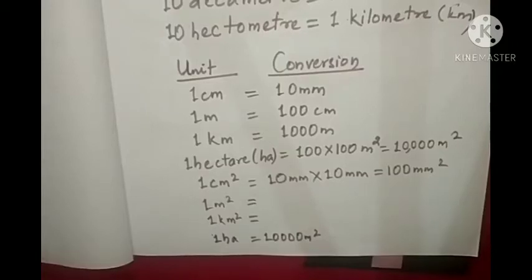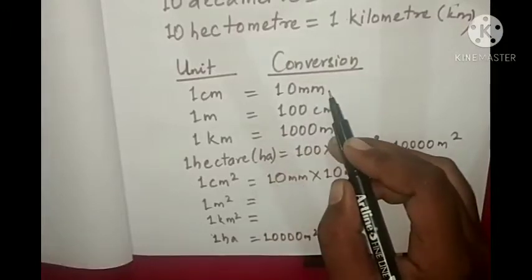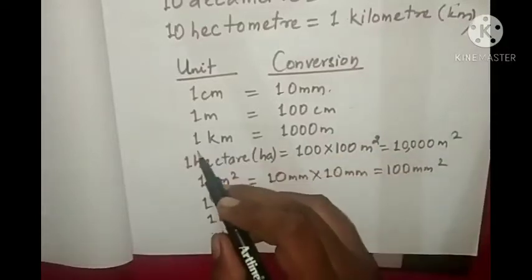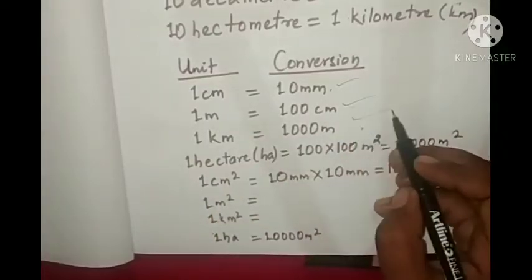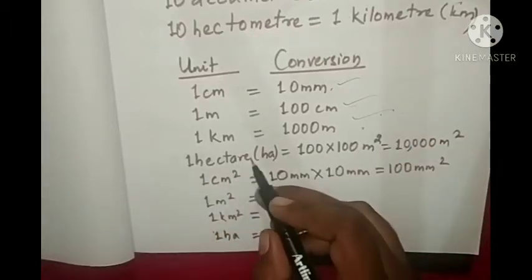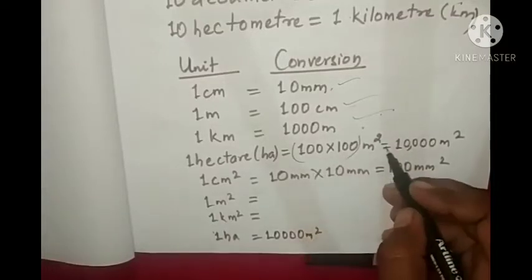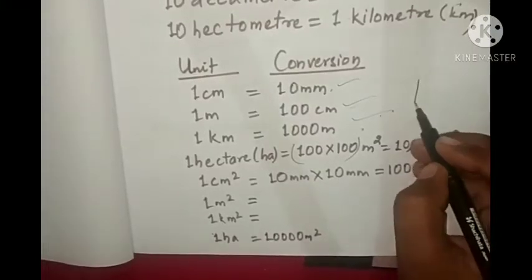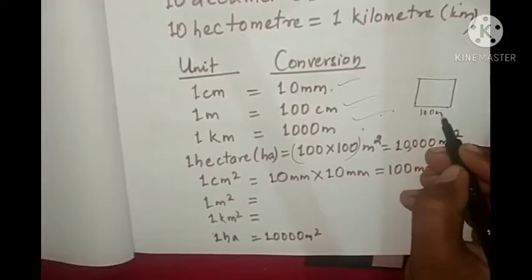Here you are seeing unit and conversion. 1 centimeter equal to how much? 10 millimeter. 1 meter equal to how much? 100 centimeter. And 1 kilometer equal to how much? 1000 meter. These we already know. But what do we need to know now? 1 hectare equal to how much? That is 100 into 100 square meter, that is 10,000 square meter. So 1 hectare is the area of a square of side 100 meter.